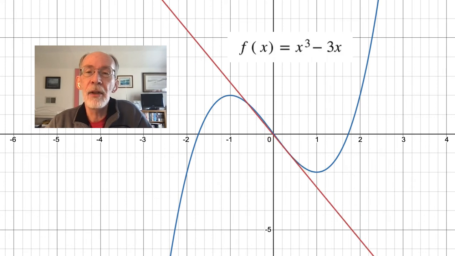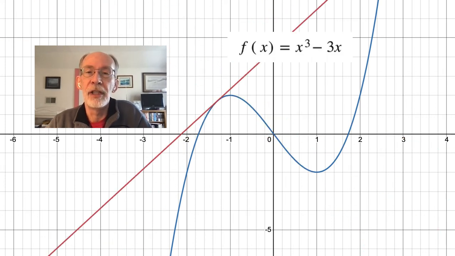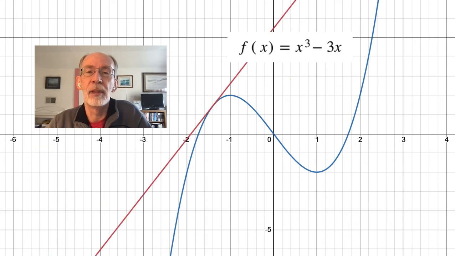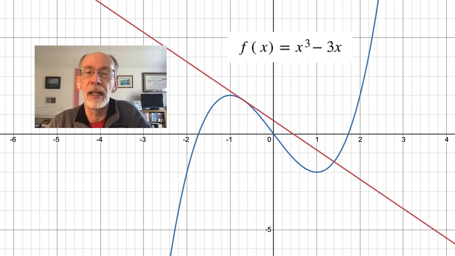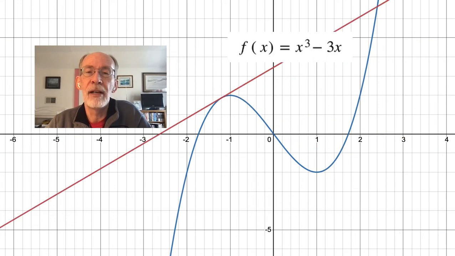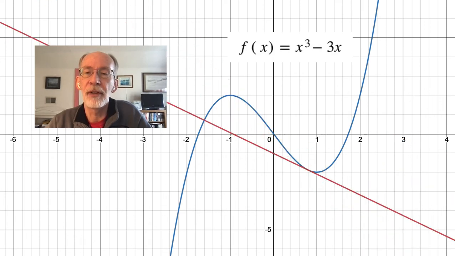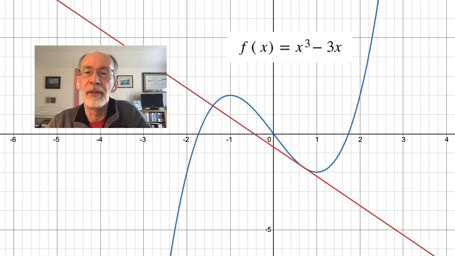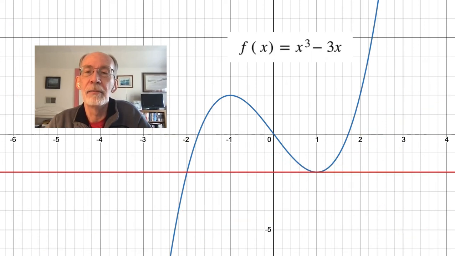Now, another thing to consider is the direction of the change in sign. If I'm at a maximum, then I must have been increasing to the left and decreasing to the right. So I must have a positive derivative to the left and negative derivative to the right. And of course, those roles would be reversed if I was at a minimum value. I would have a negative derivative to the left and a positive derivative to the right.